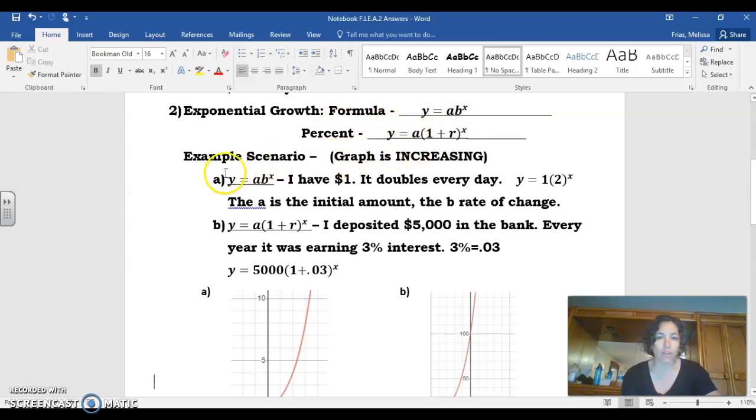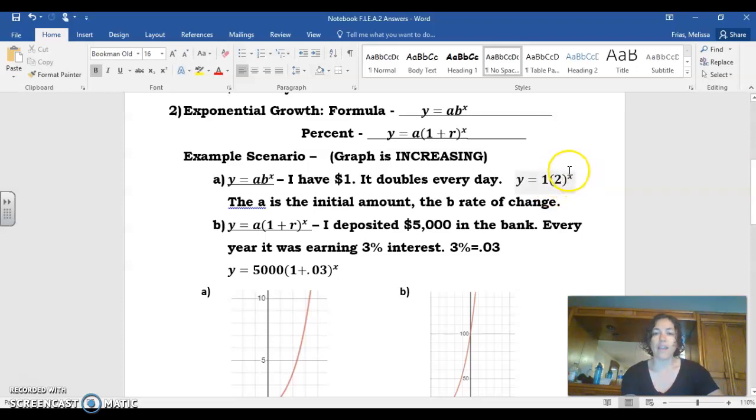So look at right here. You have y equals ab to the x. Let's give this scenario as an example. I have $1. It doubles every day. So if you're looking right here, the $1 is what I'm starting with. It's my y-intercept, and it would be right here where the a goes. That's my y-intercept, or the initial amount. And then however much I'm multiplying, if it's doubling every day, that means I'm multiplying it by 2, by 2, by 2. That goes right in here, whatever I'm multiplying.